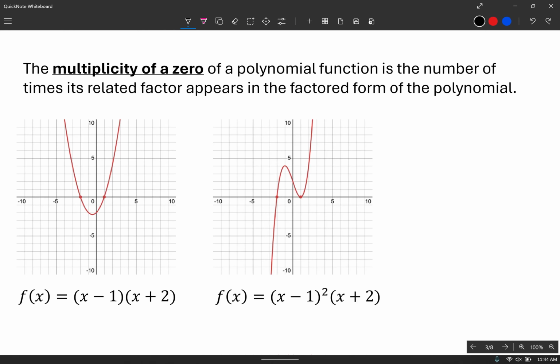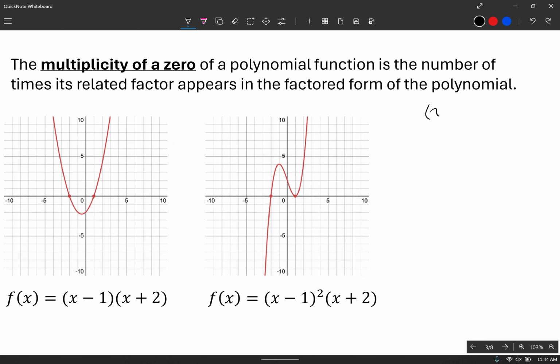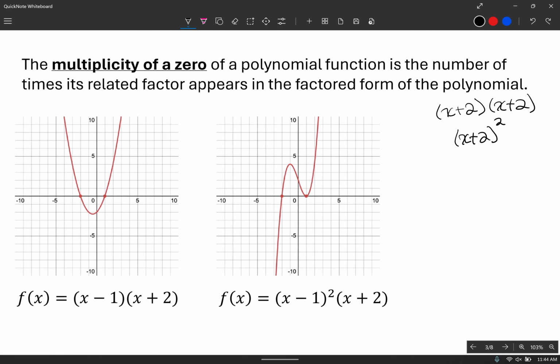All right, the multiplicity of a zero of a polynomial function is the number of times its related factor appears in the factored form of a polynomial. So sometimes we might factor something and get x plus 2 and x plus 2. That's the same thing as x plus 2 squared. That has a multiplicity of 2 because there are 2 of them. If I had 3 of the same factor, that would be a multiplicity of 3, so on and so forth.